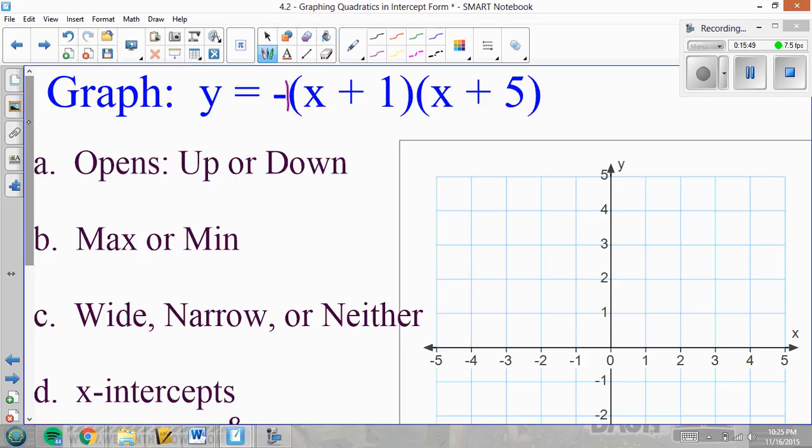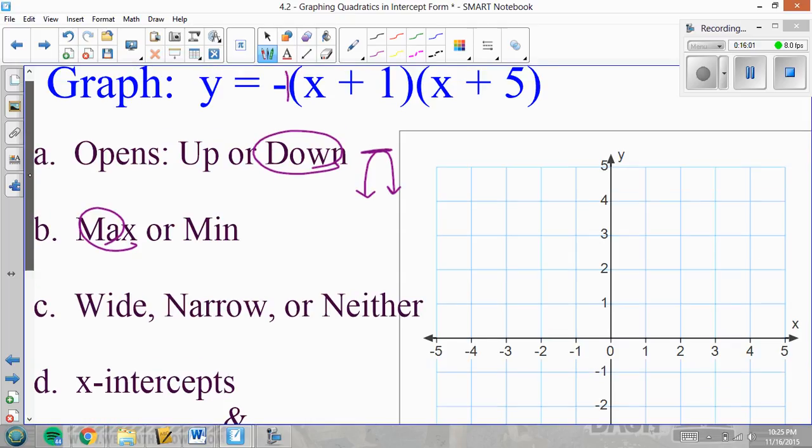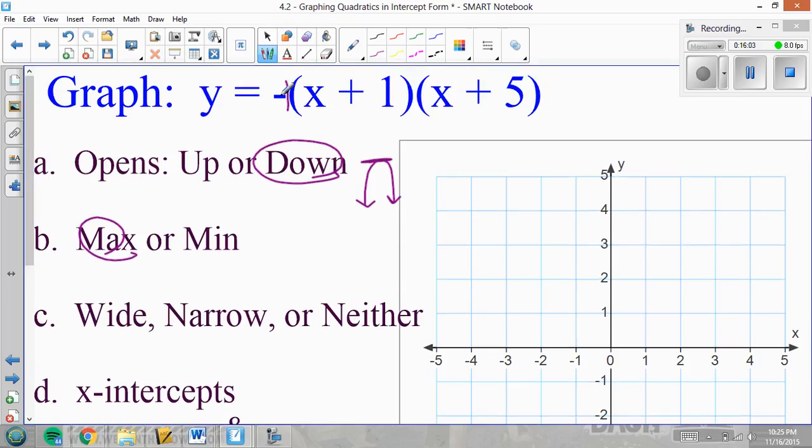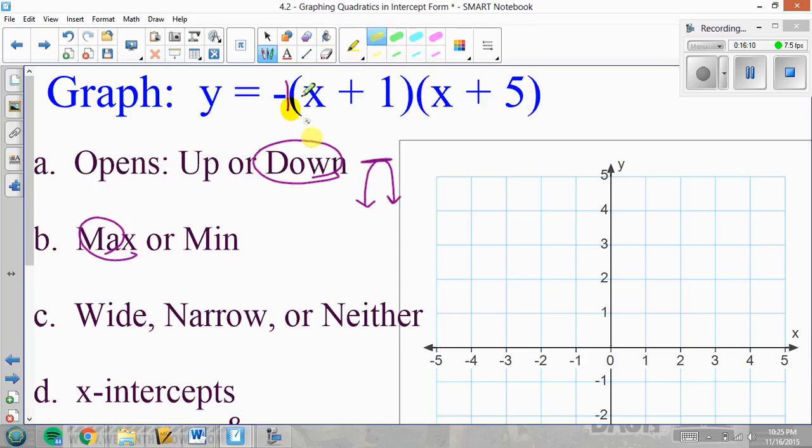Okay, to go over this one, so the negative out front tells me it opens down, and if you have a graph opening down, we know that we have a maximum. Okay, remember to determine wide, narrow, or neither. You're not looking at the plus minus. That tells you if it opens up or down. You are only looking at the 1. So not the sign, just the 1. So if I know A is 1, you are neither.